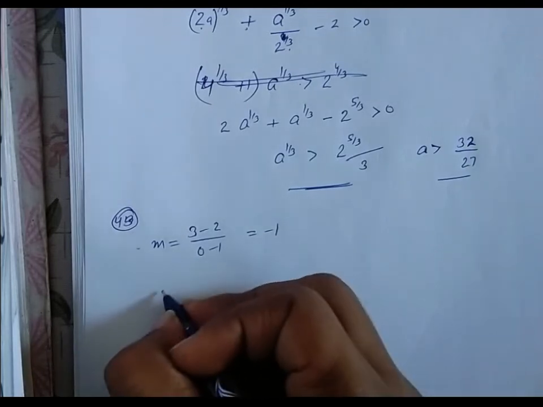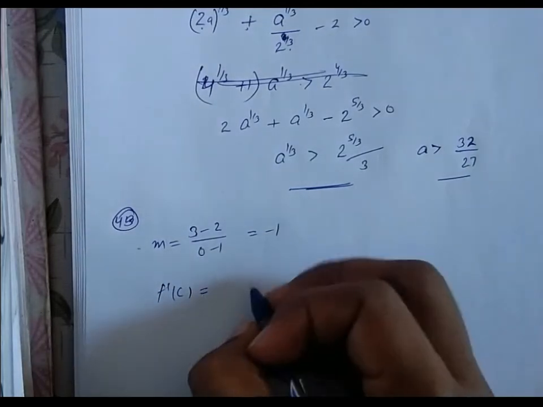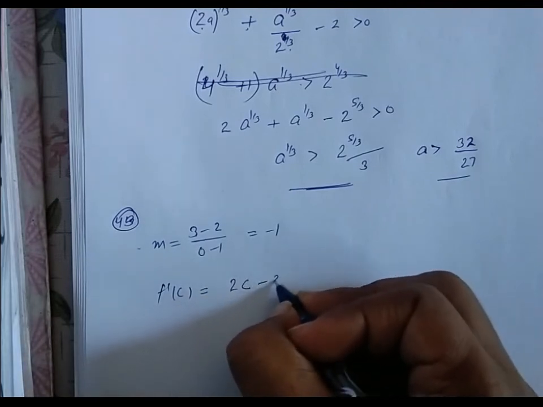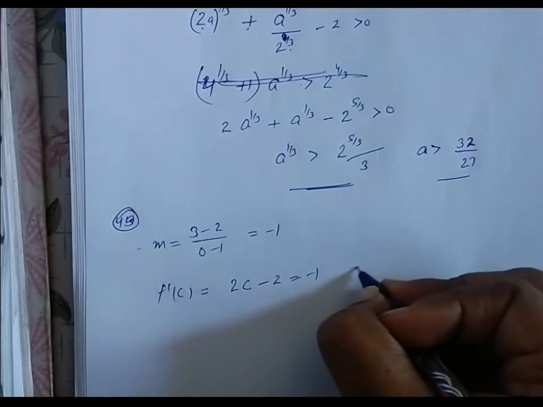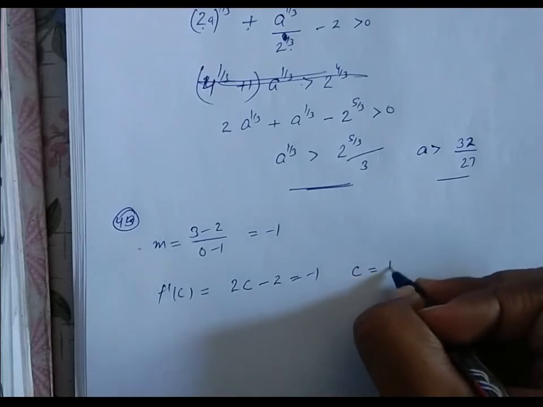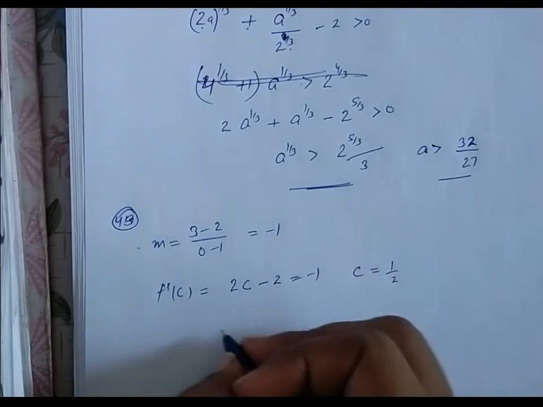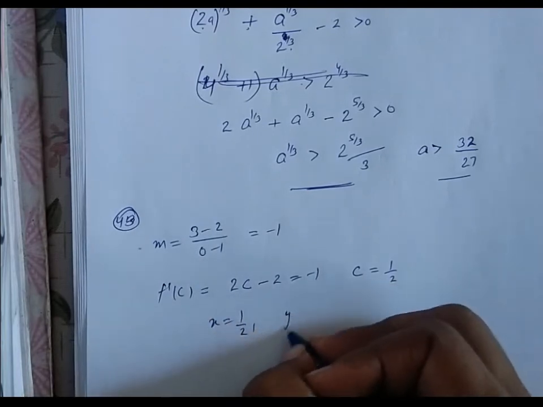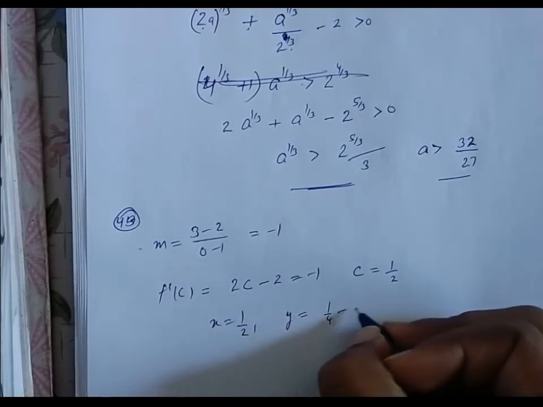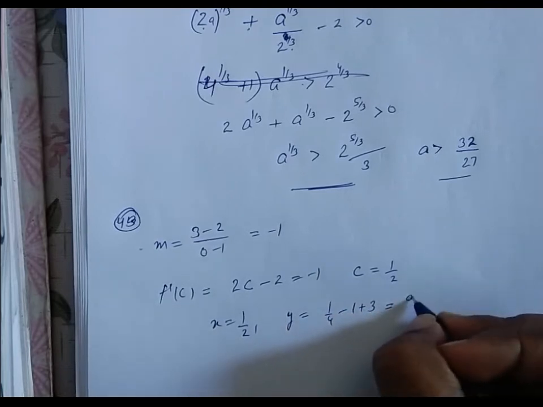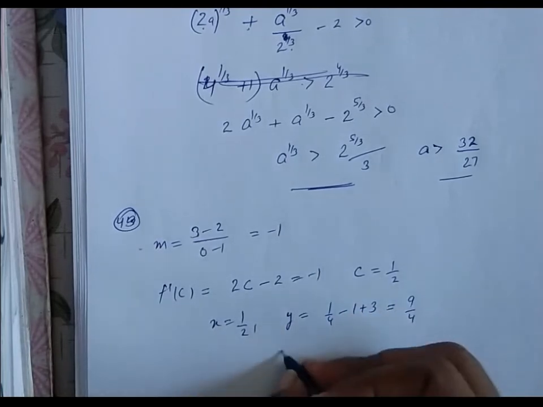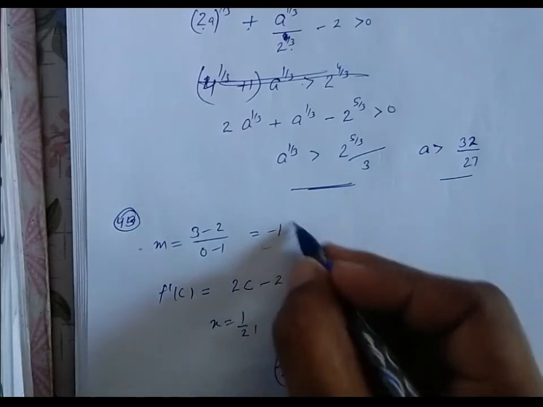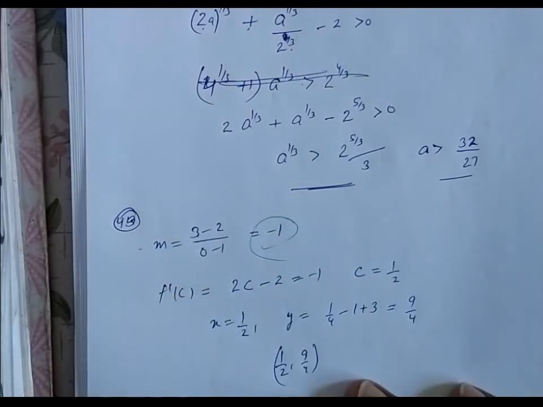Okay, now calculate f dash c. F dash c should be equal to 2c minus 2, which should be equal to minus 1. Hence c is equal to 1 by 2. And if x is equal to 1 by 2, then we can calculate the value of y as 1 by 4 minus 1 plus 3, which is equal to 9 by 4. So we know the point 1 by 2 comma 9 by 4. We know the slope as minus 1. We can calculate the equation.